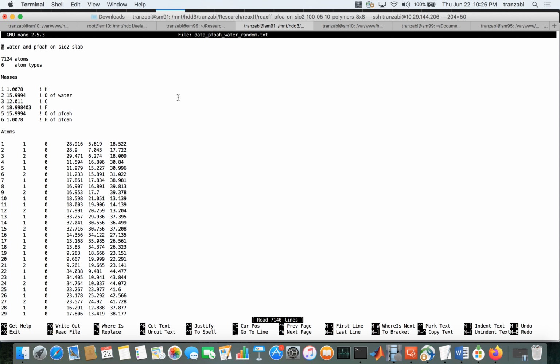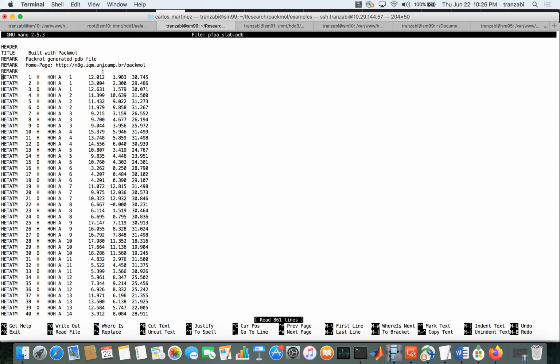So I'm going to walk you through the steps that need to be done in Python to generate the second input file, which is called data p4 water random txt. Okay, so going back to the output of PACML, this output has some blocks. The first few lines are some comment lines that need to be ignored.